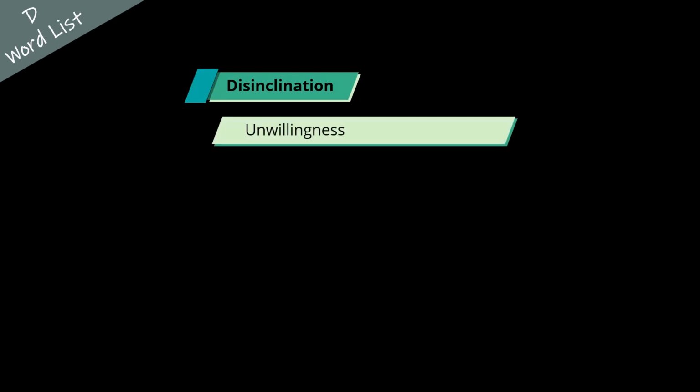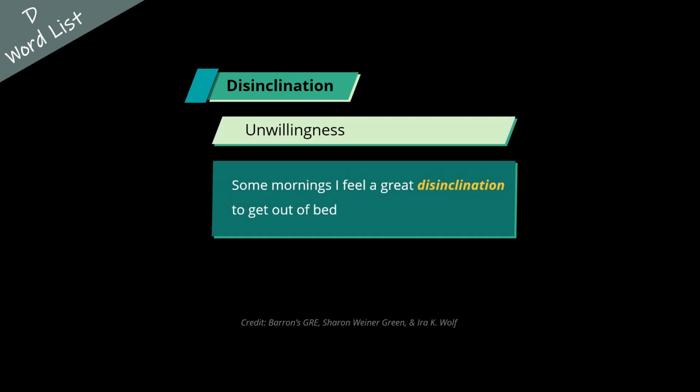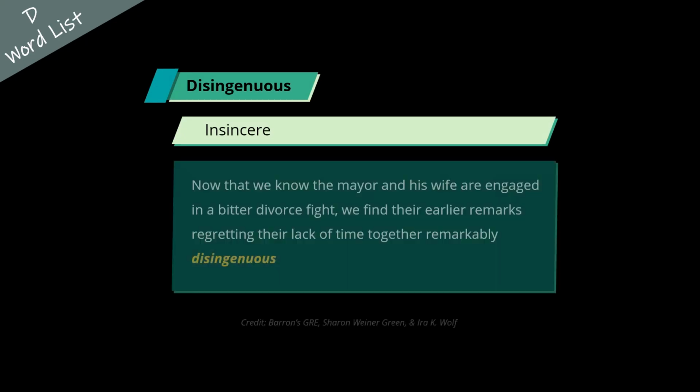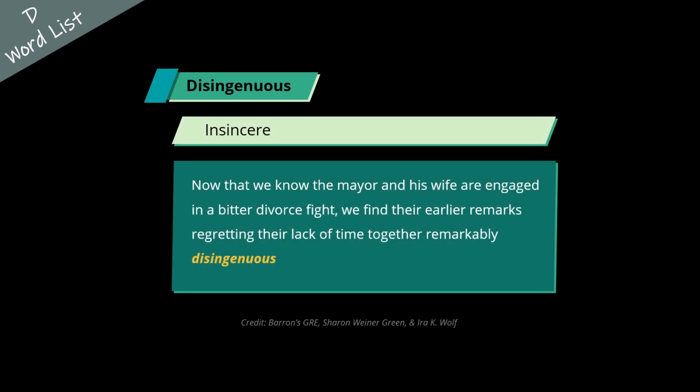Disinclination means unwillingness. For example, some mornings I feel a great disinclination to get out of bed. Disingenuous means insincere. For example, now that we know the mayor and his wife are engaged in a bitter divorce fight, we find their earlier remarks regretting their lack of time together remarkably disingenuous.